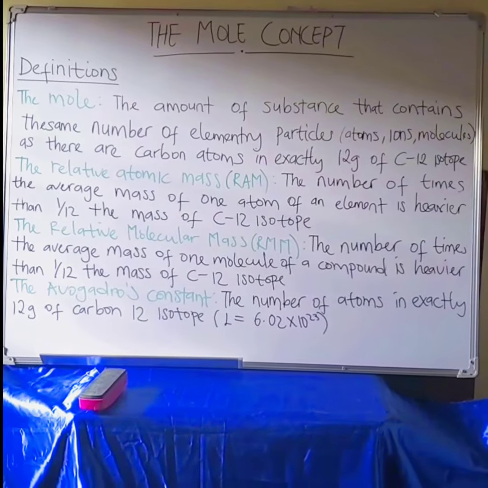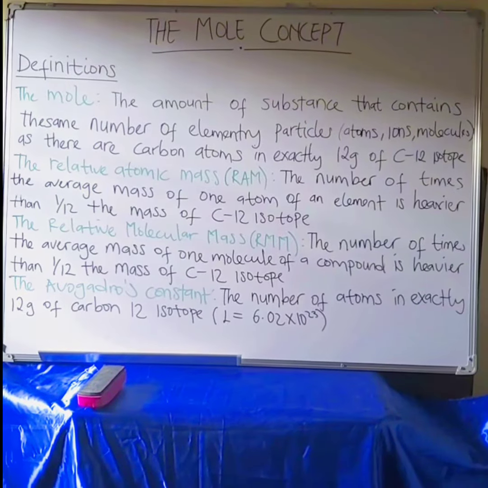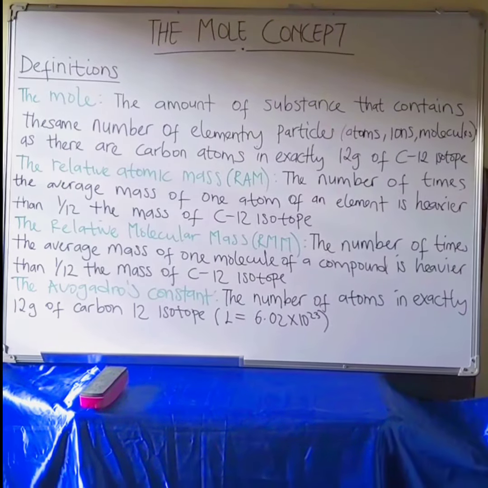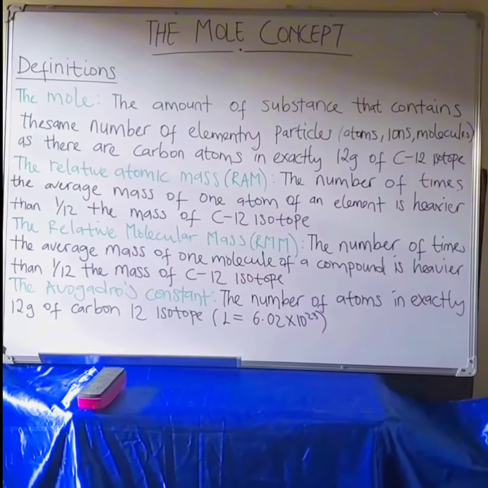The next definition that we're going to look at is the definition of the relative atomic mass. That's the RAM. So this is the number of times that the average mass of one atom of an element is heavier than 1/12 the mass of carbon-12 isotope.